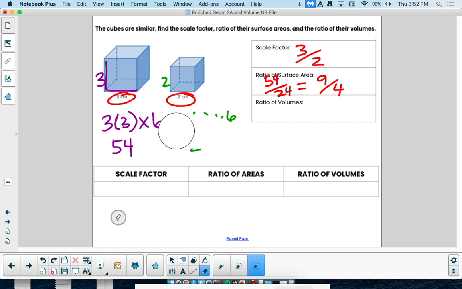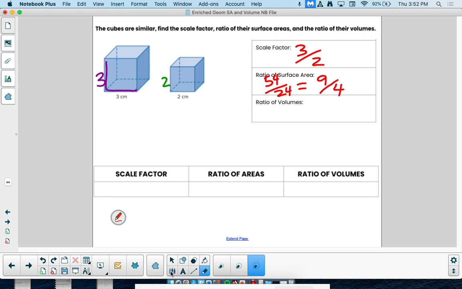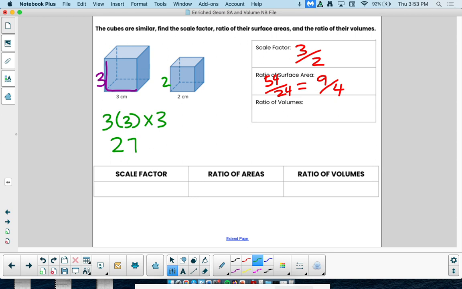Now we have the ratio of our volumes. We're going to have base area 3 times 3 times the height of our cube, which is 3. So that's 27. And with our smaller one, 2 times 2 for our base area times its height of 2. That gives us 8. So the ratio of our volumes is 27/8.